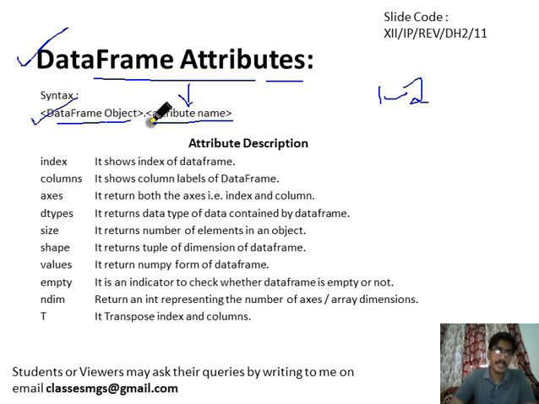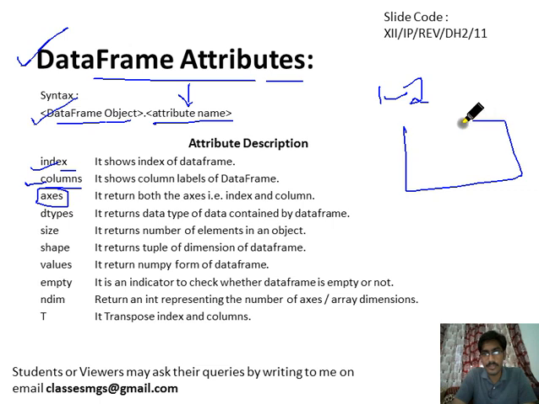If they say that given a DataFrame a student wants to print the indexes of the DataFrame, then what code will you write, what attribute will you use? Index. If they want to know the labels of the column indexes, then what code will you write? DTF dot columns. If they want to know the axis, let me first give you a brief idea of what an axis is.